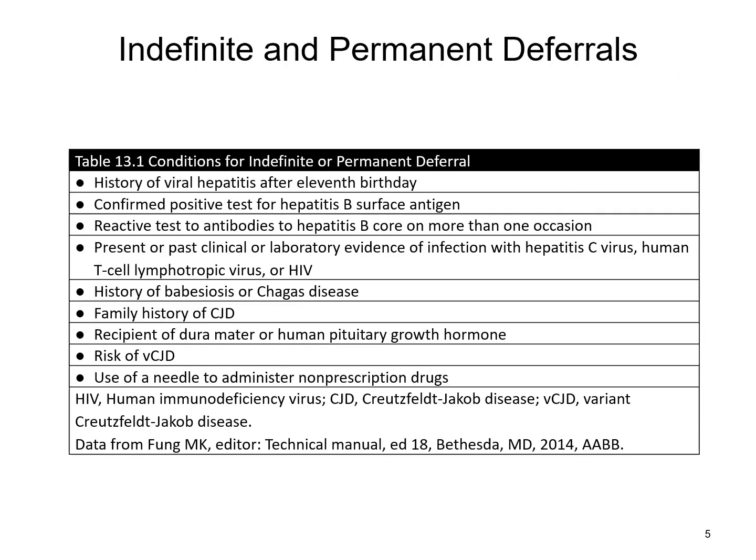Things that can cause an indefinite or permanent deferral include a history of viral hepatitis after the 11th birthday, or confirmed positive hepatitis B surface antigen and antibodies to hepatitis B core, as well as several of these other things that are listed here. If a donor states that they've ever been diagnosed with one of these or have a risk of being diagnosed with one of these, then they would be deferred.